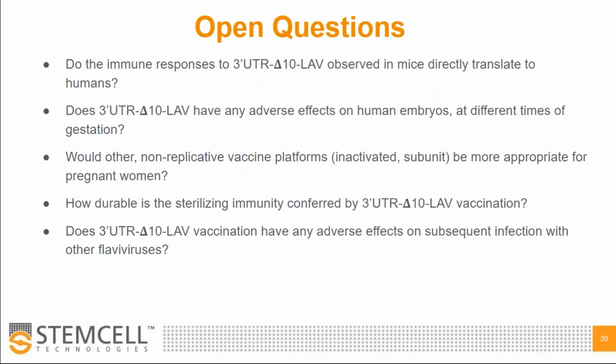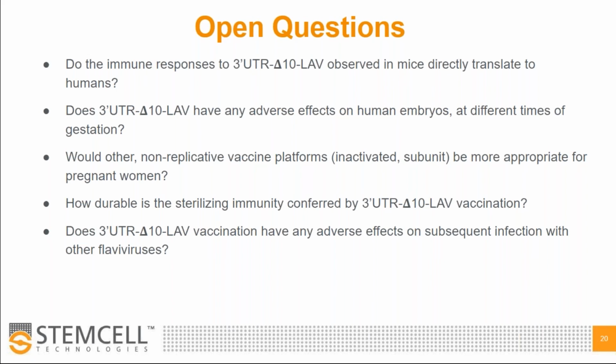There are several open questions that still remain to be answered. For example, do the immune responses to delta-10 observed in mice directly translate to humans? And this would be important to examine as the placental physiology and also the antibody transfer are fundamentally different in mice versus humans. Further, it needs to be seen whether the delta-10 vaccine has any adverse effects on human embryos at different times of gestation.